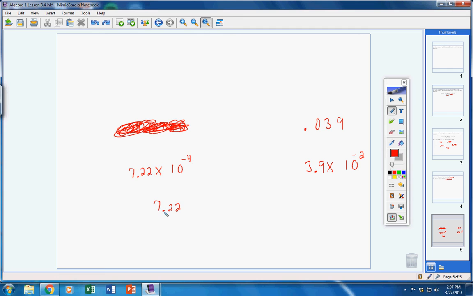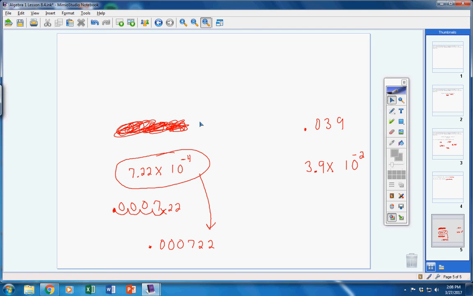So if it's a negative exponent, I know the decimal's got to be over here somewhere. So I'm going to move it 4 places to the left. 1, 2, 3, 4. I got to put in 3 zeros. And now my decimal's right here. So it's not here. So my answer would be 0.0000722. That's it. That's my answer. I have written this number from scientific notation to decimal notation.